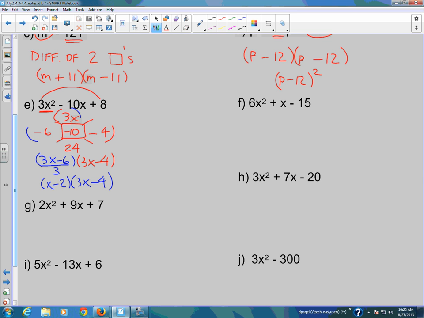And I can check it. 3x times x is 3x squared. Negative 4x minus another 6x is negative 10x. And a negative 4 times negative 2 is an 8. So there's my solution, or my factored form of that trinomial. You can try it on this one again.